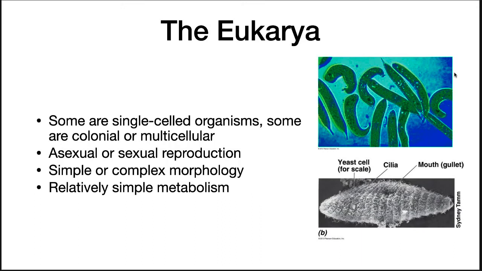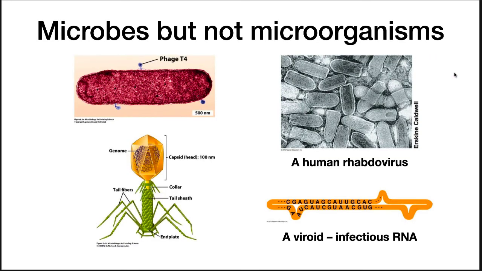And that leaves the eukarya, the group you heard all about in your biology class. Some are single-celled organisms, some are colonial or multicellular. There is asexual and sexual reproduction. They have a simple or complex morphology, but in comparison to bacteria and archaea, they have a relatively simple metabolism.